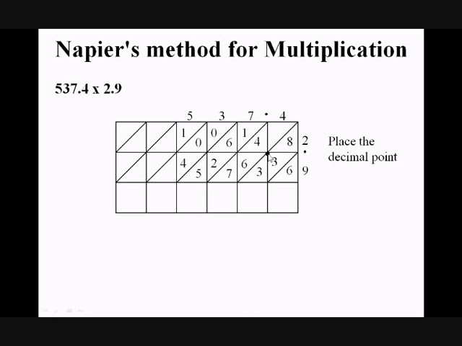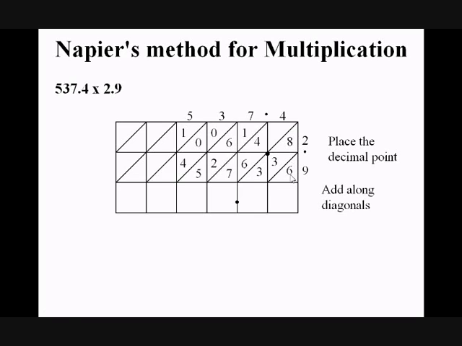The next thing we do is we place the decimal point, and we've got this decimal point here that we can see that we put at the intersection. Now what we do is we follow down that diagonal and put our decimal point here for our answer. Then what we do is we add along the diagonals. So along the diagonals I mean down here, then down here, then down here, and so on.